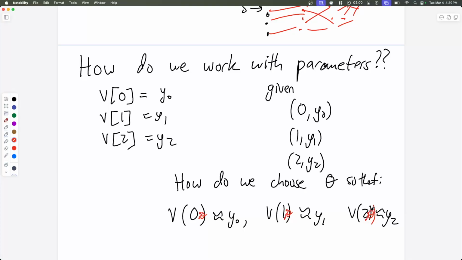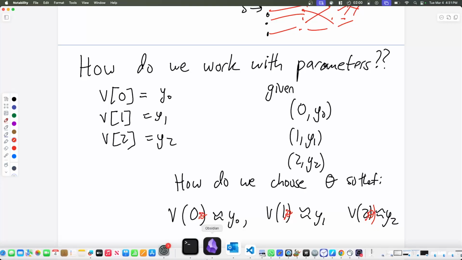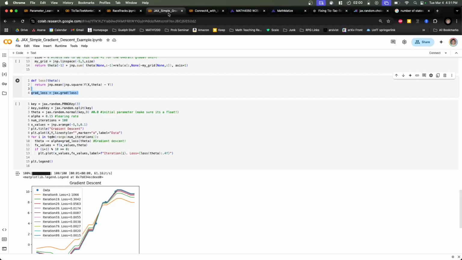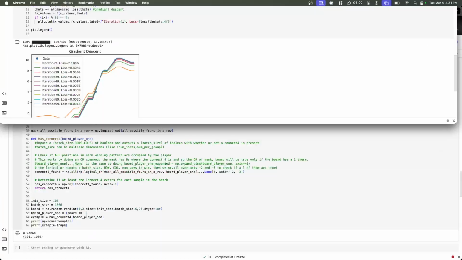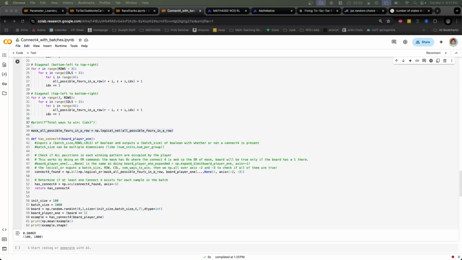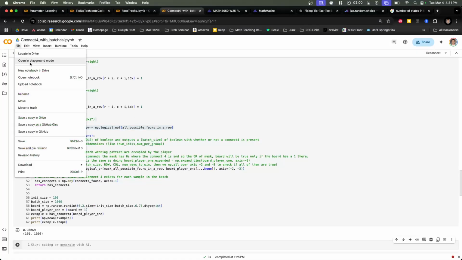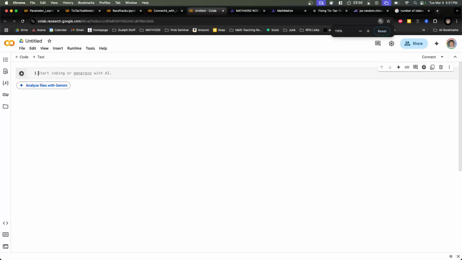Okay, let's go to the code. I have prepared this, but let me make a new file that I will run from scratch so that things are simple and it's not too complicated.